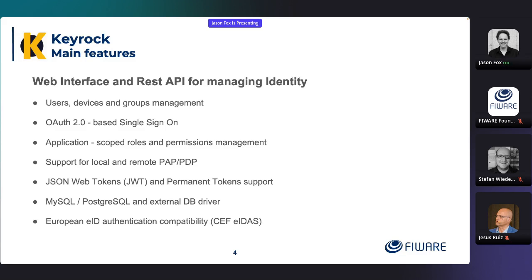Now, JSON Web Tokens and permanent tokens. A permanent token, and we will see an example of this, is basically a random string of letters and numbers which can be used to identify someone, whereas a JSON Web Token is an encrypted lump of JSON which has got some information about the user who has accessed the system.